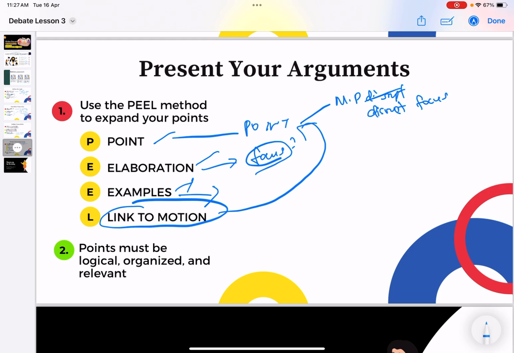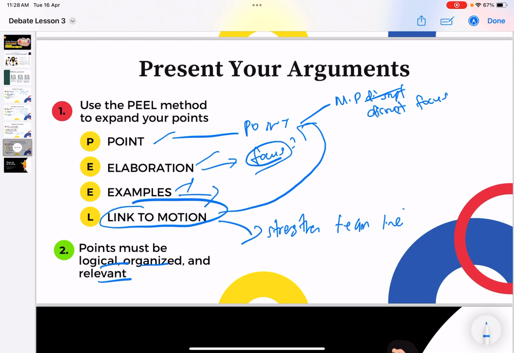Strengthen. When I say link to your motion, what you're doing is strengthening your team line. Okay, and points must also be logical, organized, and relevant. Again, when you lay out your points, make sure you have sequence connectors.